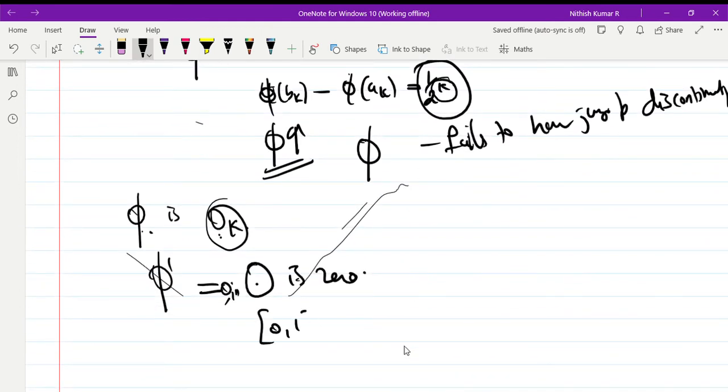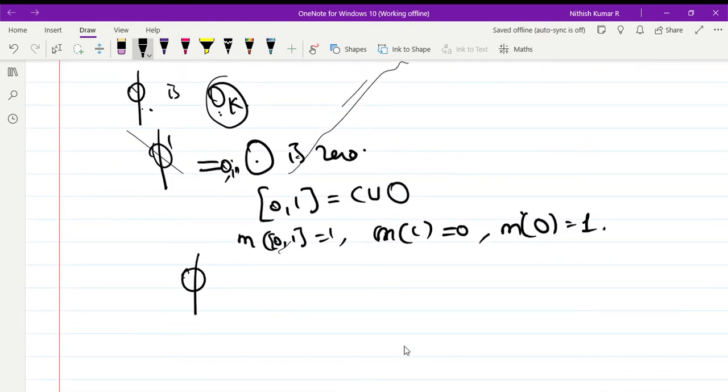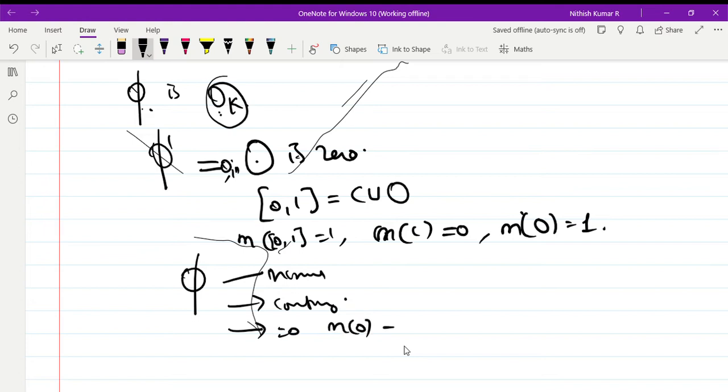Moreover, the closed interval [0, 1] is nothing but C union O. Now the measure of the closed interval [0, 1] is 1, and the measure of the Cantor set is 0. Therefore the measure of O must be equal to 1. Thus we got a function phi which is increasing, continuous, and whose derivative exists and is equal to 0 on a set of measure 1. Such a function is called the Cantor-Lebesgue function.